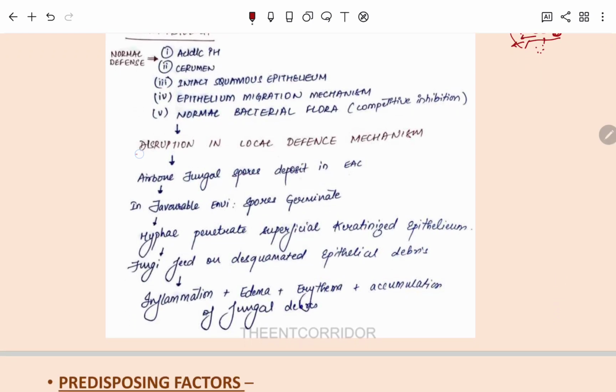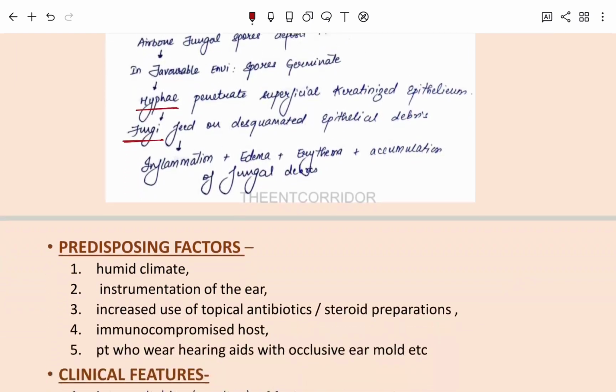But whenever there is a disruption in the local defense mechanisms, airborne fungal spores get deposited in the external auditory canal, and whenever there is a favorable environment, these spores germinate and produce hyphae, which will later turn into fungi, and it will produce inflammation, edema, and accumulation of more fungal debris in the external auditory canal.